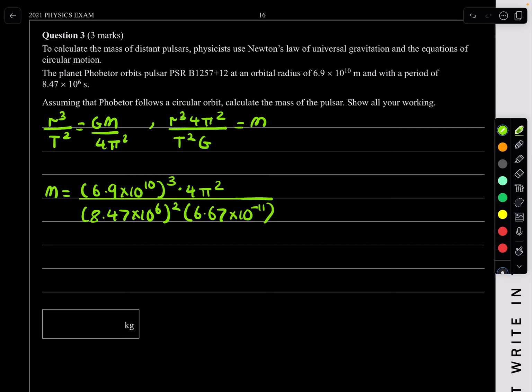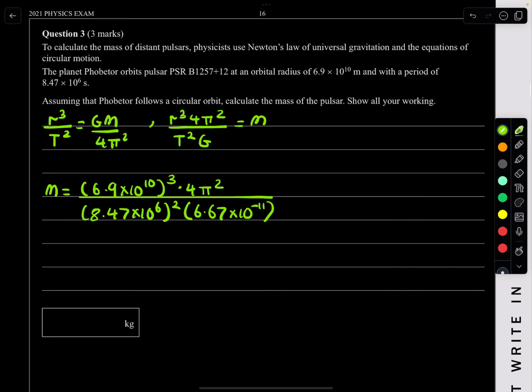Let's put this in our calculator. 6.9 times 10 to the power of 10, cubed, times 4 pi squared, divided by 8.47 times 10 to the power of 6 squared, times 6.67 times 10 to the negative 11. And so that gives me an overall, to how many significant figures? The lowest is 2, so 2.7 times 10 to the power of 30 kilograms. Beautiful.